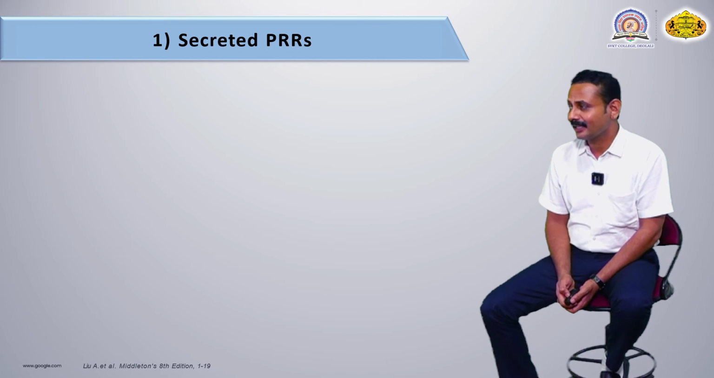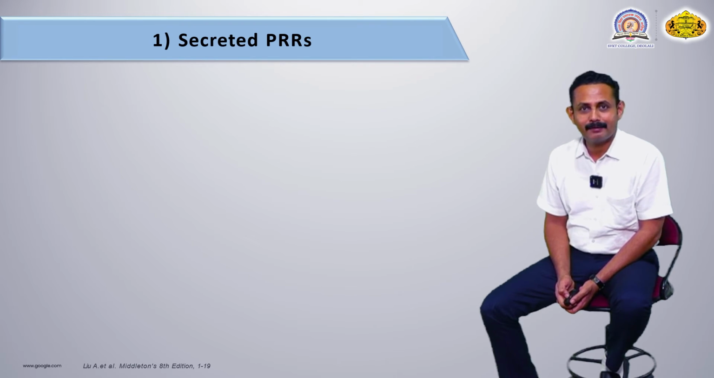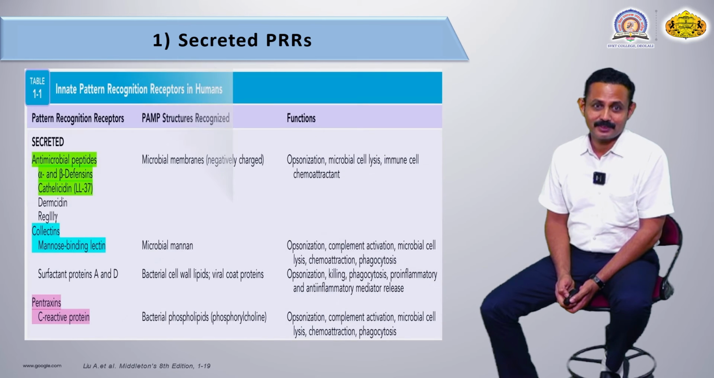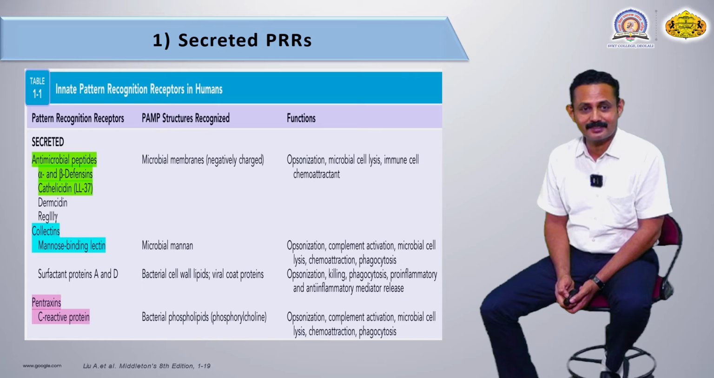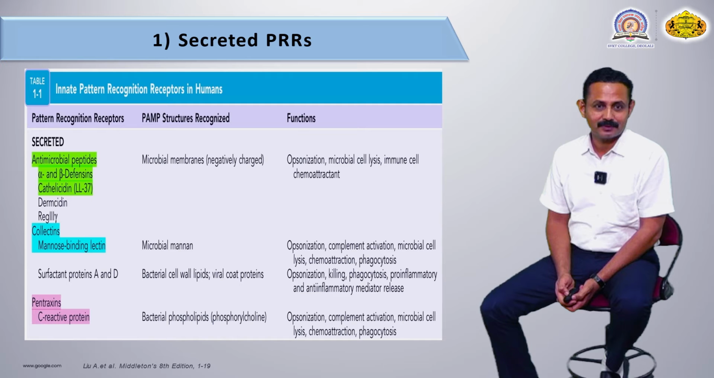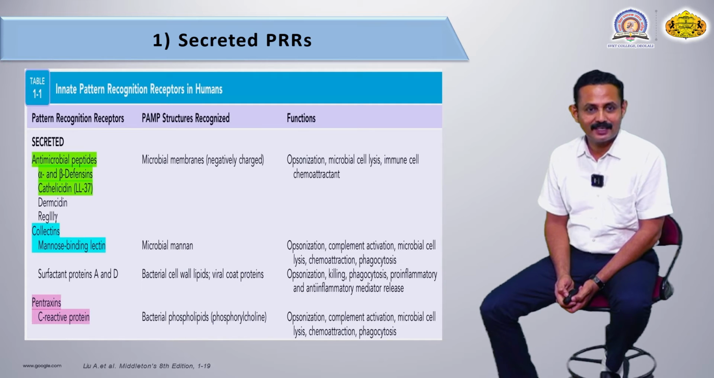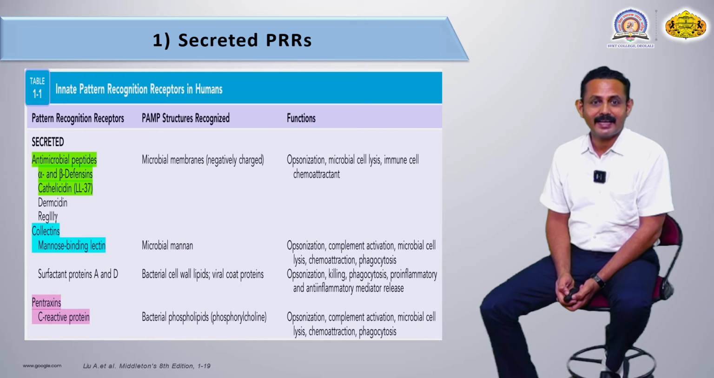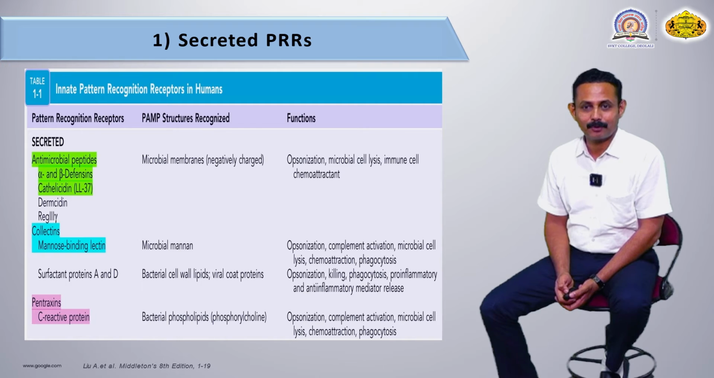So let us see each type of pattern recognition protein. The first is the secreted pattern recognition receptors. These are the examples. The secreted ones commonly include the antimicrobial peptides, commonly the alpha and beta defensins or cathelicidins. They are recognized on microbial membranes which are negatively charged, and their role is to carry out opsonization, microbial cell lysis, and they act as immunological cell chemoattractants.